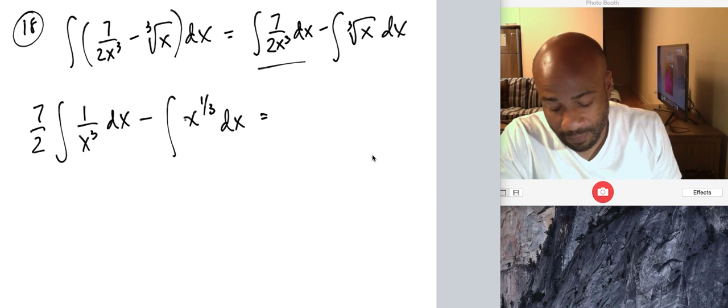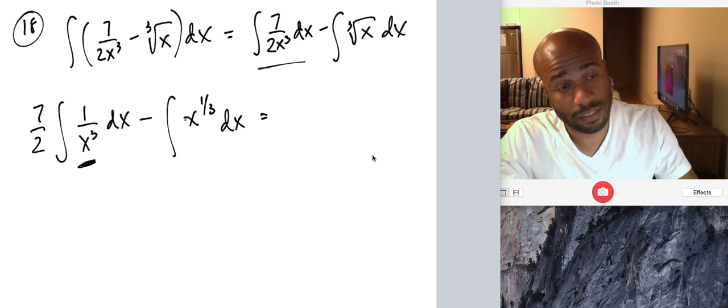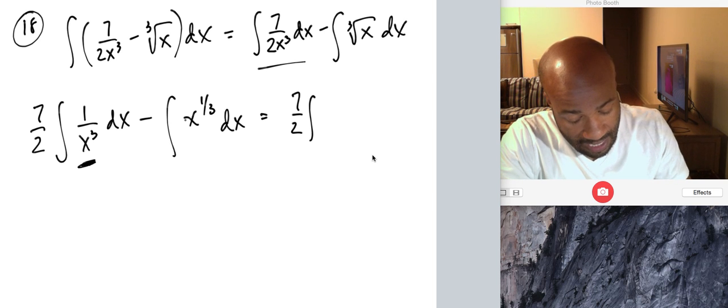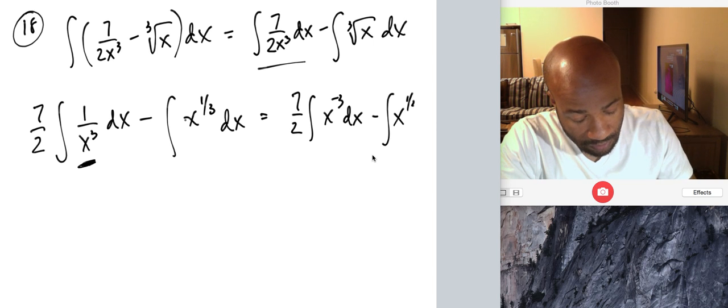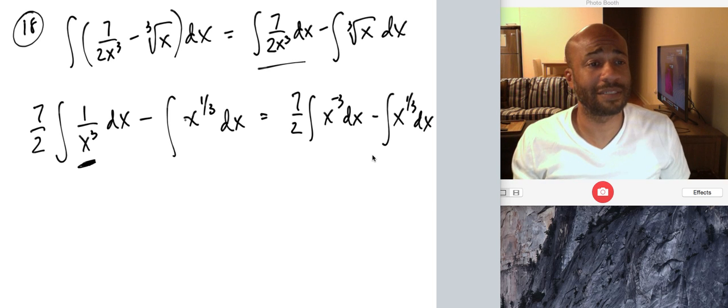I'm going to simplify this a little bit more because now I know that because it's 1 over x to the third, it's the same thing as saying 7/2 times x to the negative third dx minus x to the 1/3 dx. So right now all I was doing was simplifying and making it easy for me to integrate.